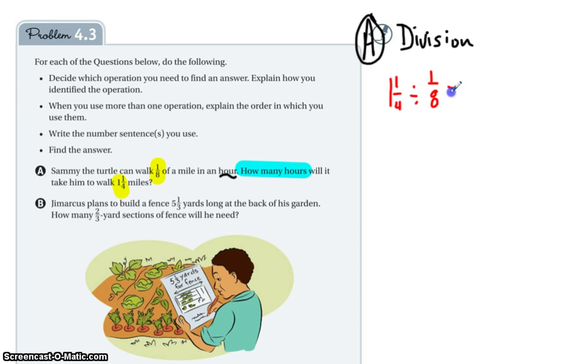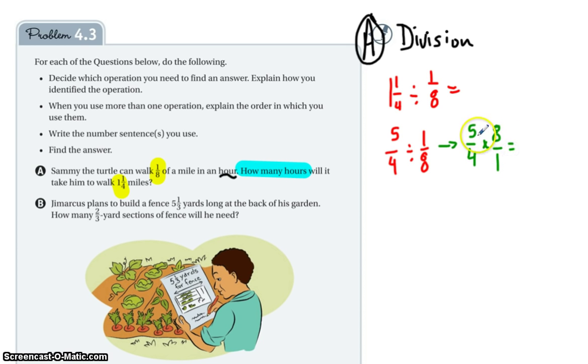Okay? Now, using my algorithm, the first thing I want to do is I like to use the multiplication by the reciprocal when it comes to this. So the first thing I'm going to do is turn my numbers into improper fractions. So 1 1/4 would become 5/4, and then divided by 1/8. Okay, and now I'm going to rewrite my first fraction, and then I'm going to multiply by the reciprocal of the second.